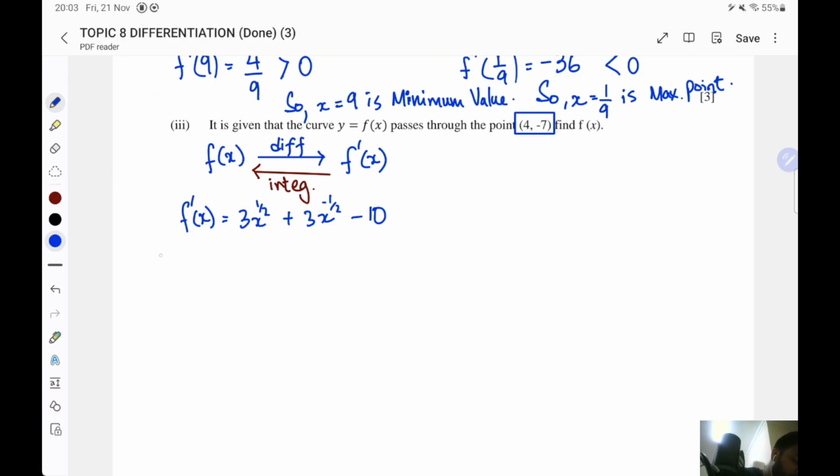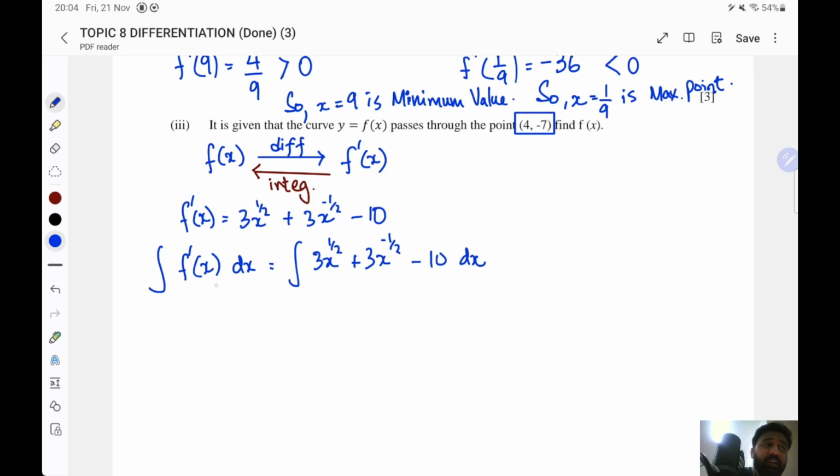So we are going to do integration on the left side, integration of f dash of x dx, and on the right side it will be integration of the function 3x power 1 by 2 plus 3x power minus 1 by 2 minus 10 dx. Now it's simple. When you find the integration of the differentiation, it will simply turn out into the f of x function. Now if you look at the next one, you add 1 to the power. So if you add 1 to 1 by 2, it will become 3 by 2.